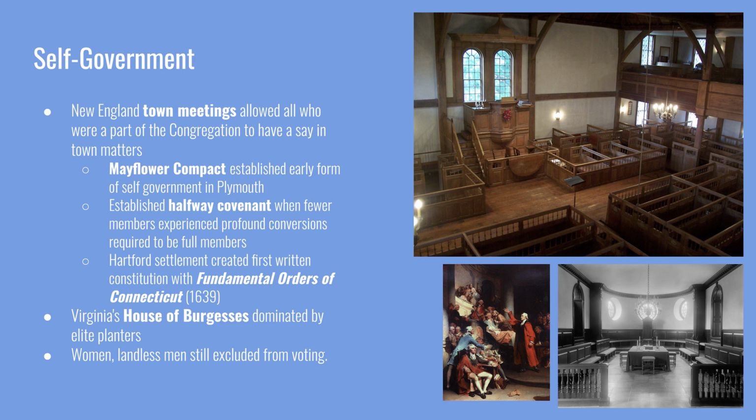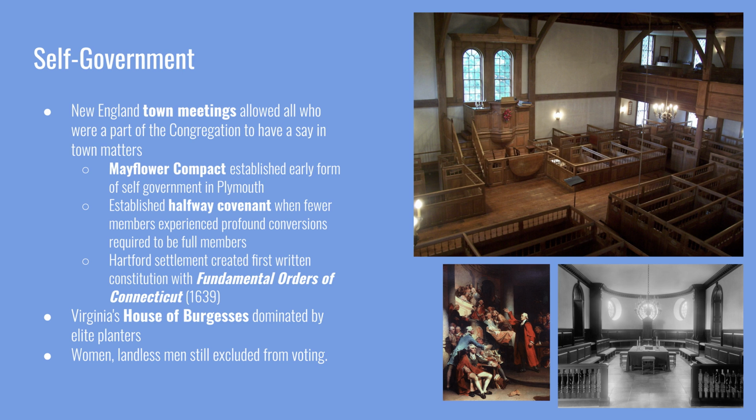The Mayflower Compact that was written by the separatists who were sailing on the Mayflower had established an early form of self-government in Plymouth. Plymouth gets absorbed by the larger Massachusetts Bay Colony because over time religious fervor was not as strong as it was amongst the people who first settled the colony.